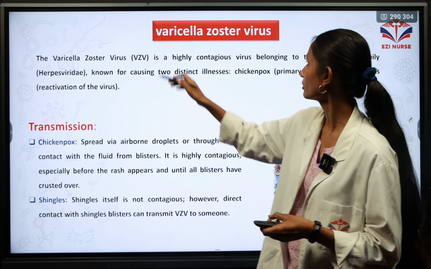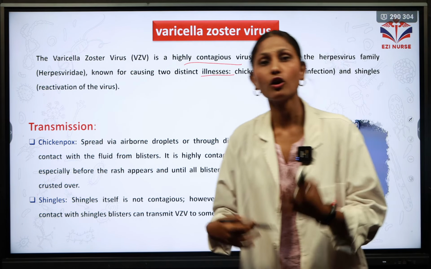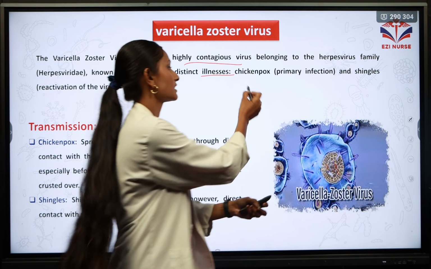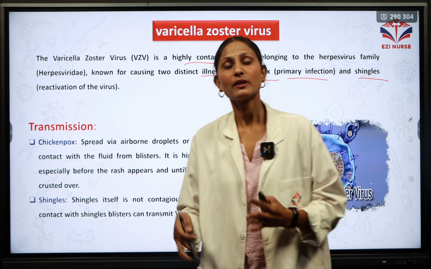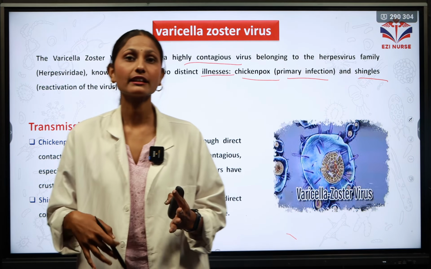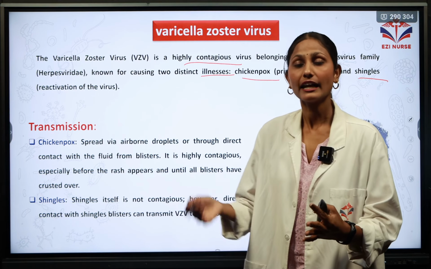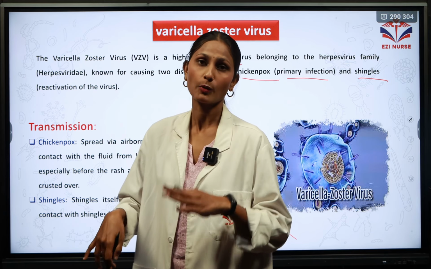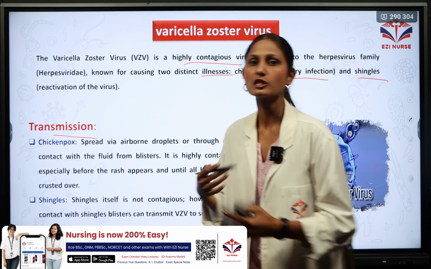Next, we will discuss the varicella zoster virus. Varicella zoster virus is a highly contagious virus belonging to the herpes virus family, that is Herpesviridae, known for causing two distinct illnesses. First one is chickenpox as a primary infection and shingles as a secondary infection. Primary means the person comes into contact with the varicella zoster virus, and at that time the person will develop chickenpox, and if that virus affects the person's body again, then shingles will occur.